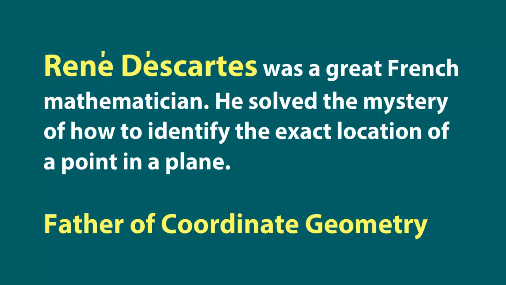Coordinate geometry is the branch of mathematics that deals with locating a specific point on a given plane, and more broadly is locating a straight line or any curve or any graph for that matter on a plane. And because René Descartes was the first person who gave the whole world a way to locate any point on a plane, we refer to the coordinate plane also as the Cartesian plane in honor of René Descartes, and we refer to him as the father of coordinate geometry.